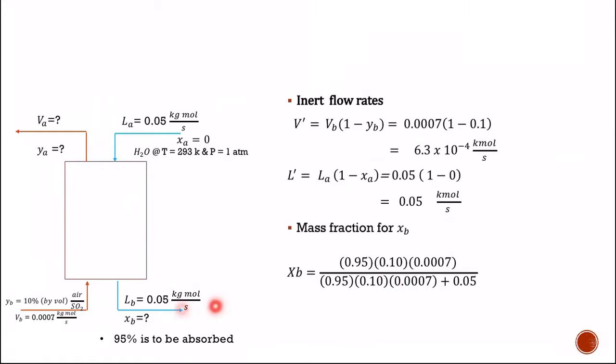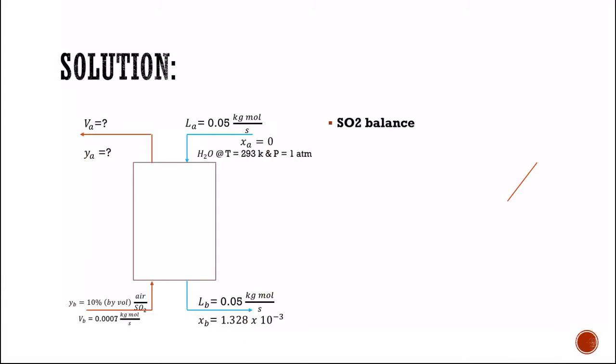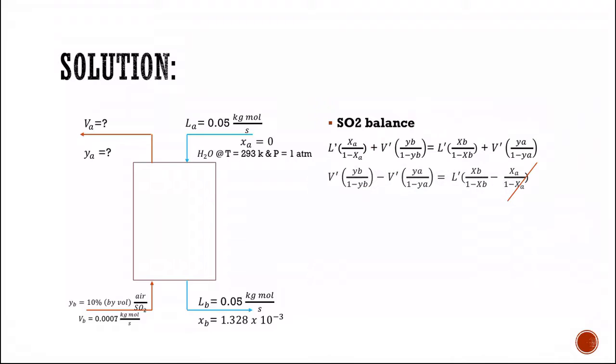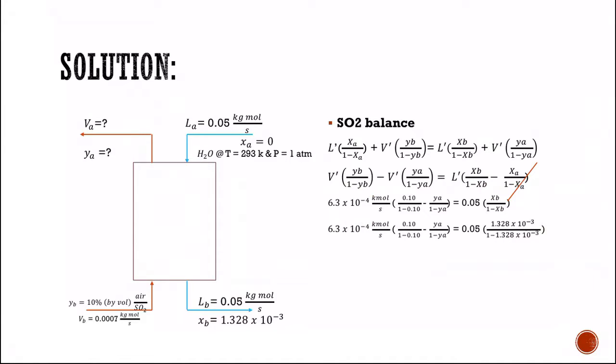We can now get XB as 1.328 times 10 to the negative 3. Now, proceeding to the SO2 balance, using this formula and this formula, substituting all the values we have into these formulas here, we get YA is equal to 5.52486 times 10 to the negative 3.